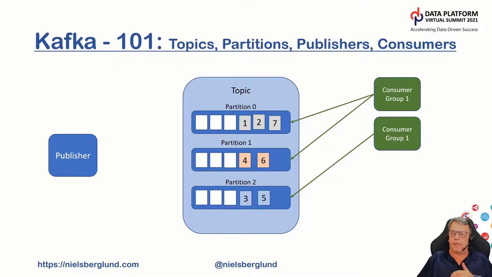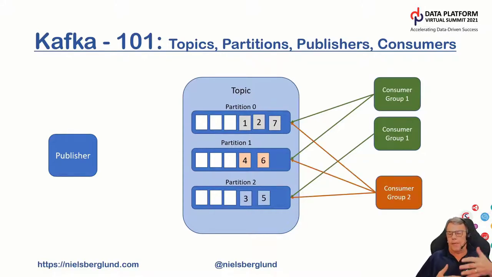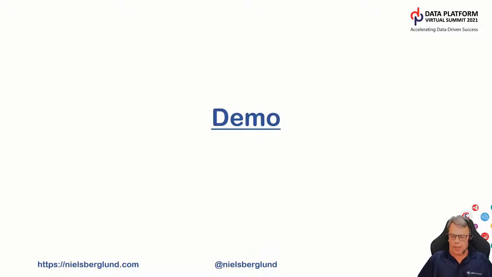We're seeing here on the right-hand side that the green is consumer group one. We have two instances. The uppermost instance reads from partition 0 and 1, and the lower instance reads from partition 2. We then have a second consumer group, and there we only have one instance, and that instance reads from all three partitions. Cool. So let's go on and have a demo.